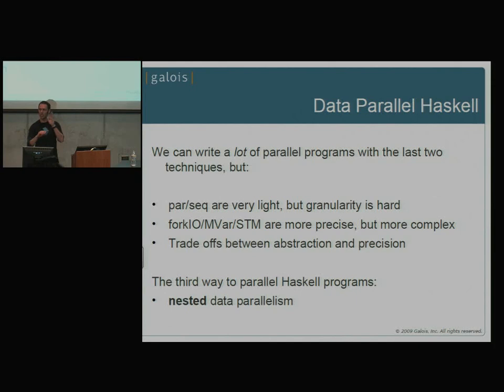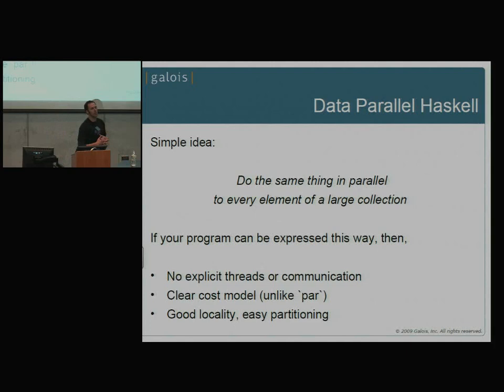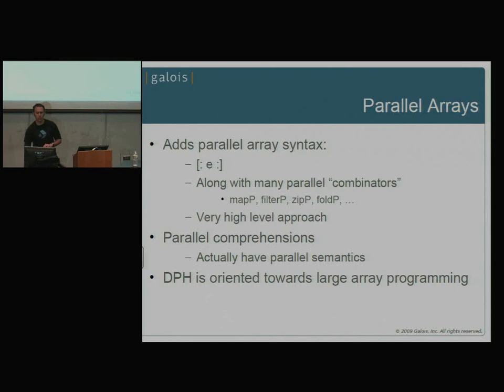So, a really simple idea. You have collections, and you do the same thing in parallel to every element. That's data parallelism. You have an array, and you do f in parallel to each element of the array. If your program can be written in this style, as mapping something in parallel over a collection, then it's a really good programming model. You have no explicit threads. You just say map, and it runs in parallel. There's a clear cost model. You know that it's going to be the cost of f on each element of the array, divided by the number of cores you have. So it's pretty easy to work out statically the cost. It also has good locality for the kinds of hardware we have, so you can split up arrays into caches and partition them nicely.